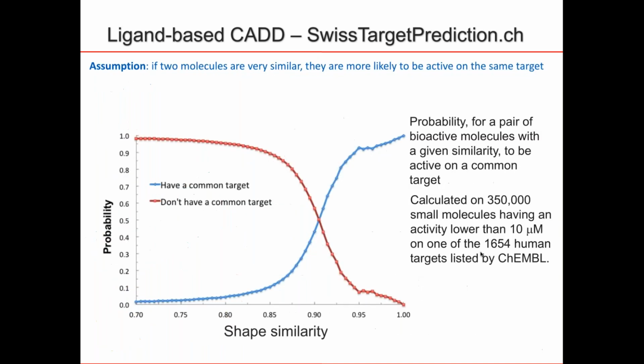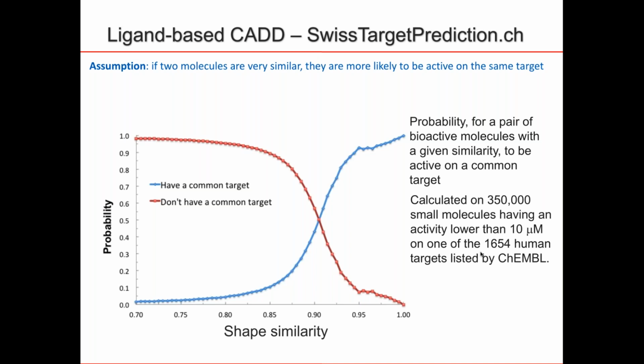And again, we relied on the assumption that two molecules that are very similar are more likely to be active on the same target. So what you see here, the blue curve, corresponds to the probability that two bioactive compounds are active on the same target as a function of the shape similarity. You can see that above a given threshold of similarity, about 90% in this case, we are able to make nice predictions regarding the possible targets of a given molecule.